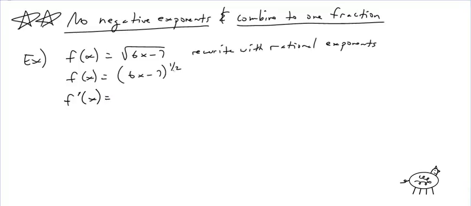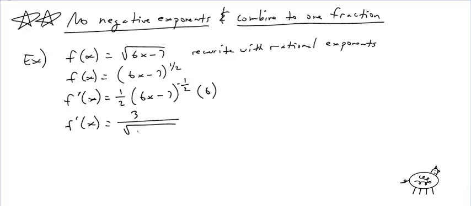And we're going to do the outside to the inside. Make sure you do outside to inside. Tootsie Pop, outside to inside. So it's 1/2 times 6x minus 7. And what do you do with that 1/2? You subtract 1, so it's really to the negative 1/2 power, right? And then I take the derivative of the inside, which is just 6. So I get f prime of x equals 1/2 times 6 is 3, and it's 3 over the square root of 6x minus 7. And I don't care if you leave it as 6x minus 7 to the 1/2. That doesn't matter to me. Okay, but don't have negative exponents and always have one fraction. All right, that's not too bad. Let's try another example here.